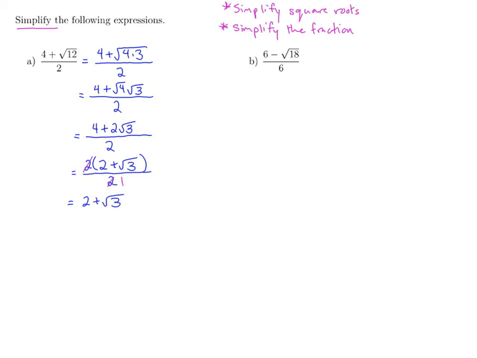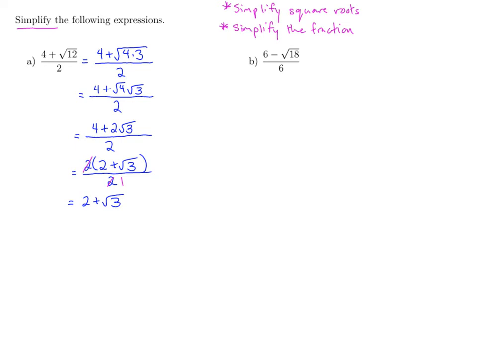Okay, so that expression is fully simplified. The radical is simplified, and so is the fraction. Let's move on to our next example. Here, we have in the numerator 6 minus the square root of 18, and then the denominator just contains 6. So again, the first thing that we'll want to do is simplify any square roots, and then when that is completed, we'll look to simplify the fraction itself.